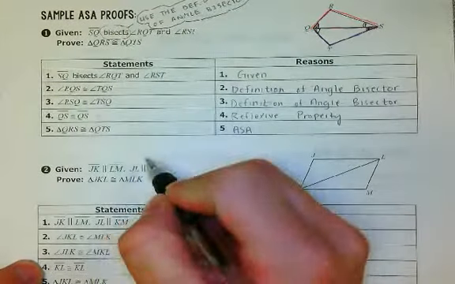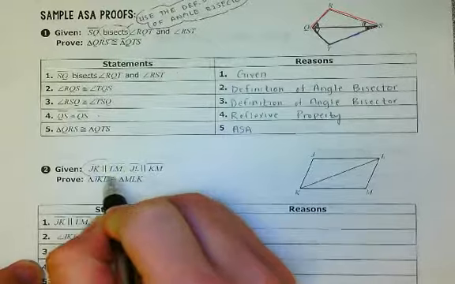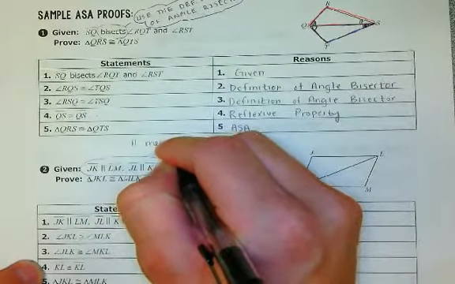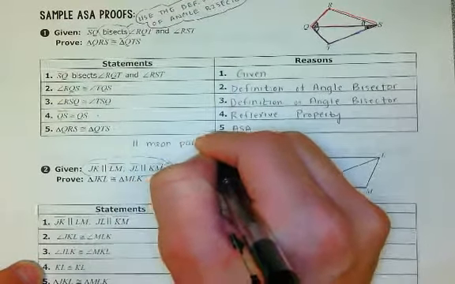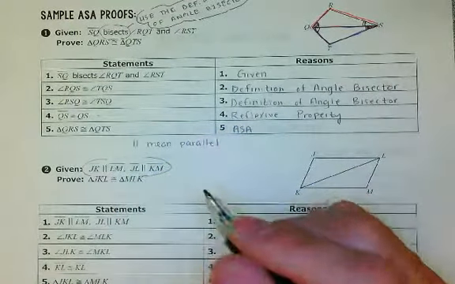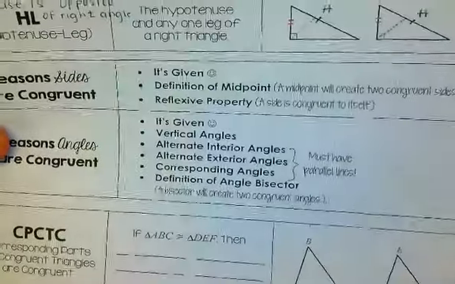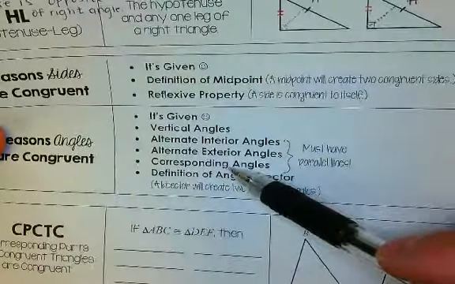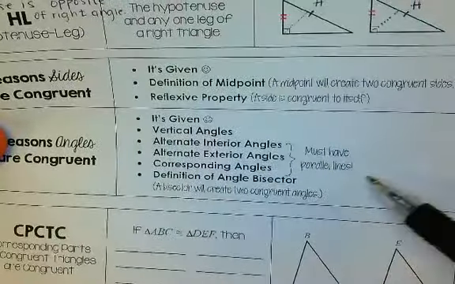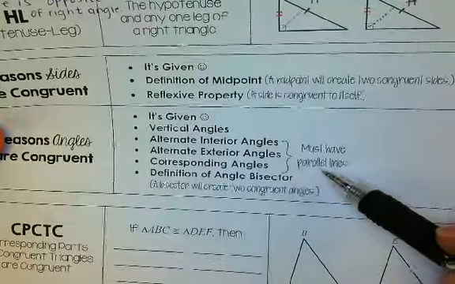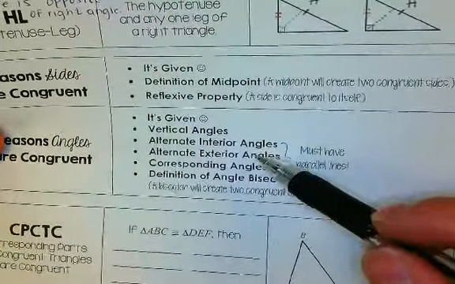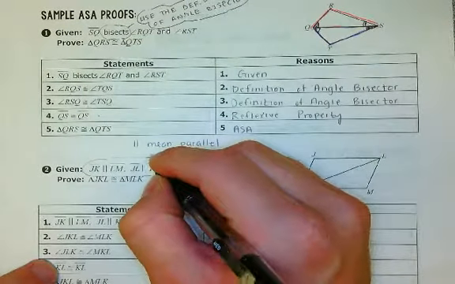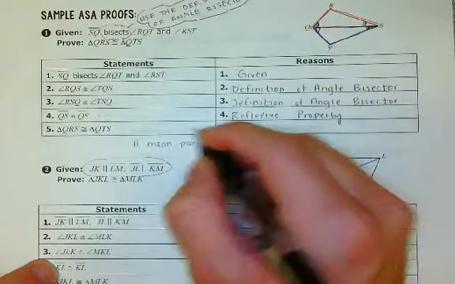Just a quick hint for you. If you see parallel, the two lines up and down mean parallel. If you see parallel in your given statements, you're going to use alternate interior, alternate exterior, or corresponding angles. Notice it says you must have parallel lines. So if you see parallel, you're going to use one of these three somewhere in your proof.